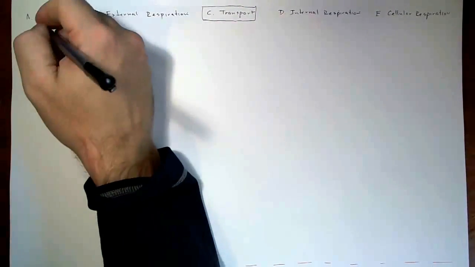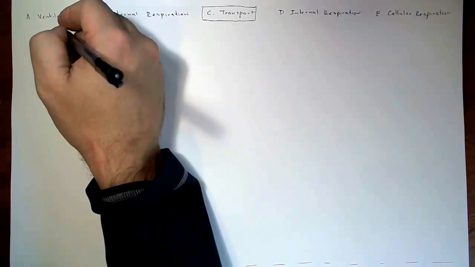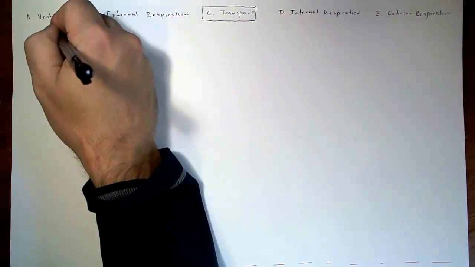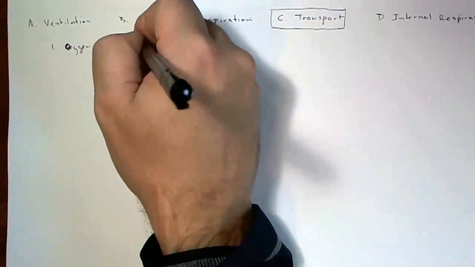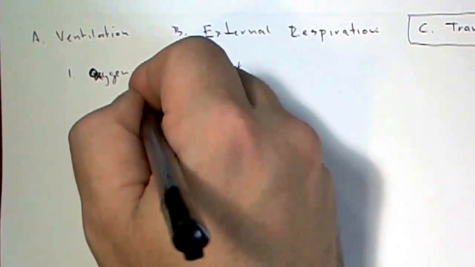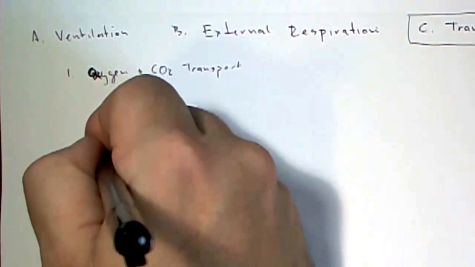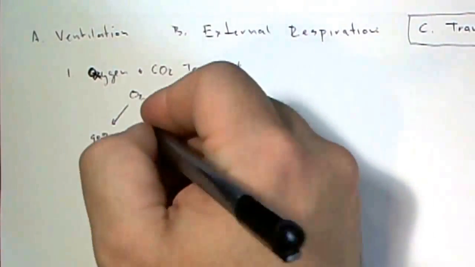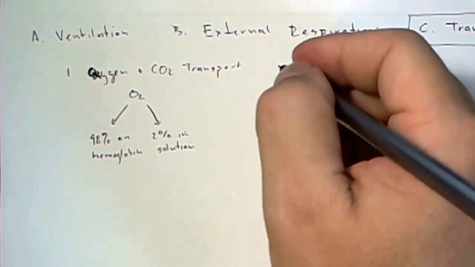The first thing is just to point out, when we talked about Henry's law, we talked about how CO2 is more soluble than oxygen. So let's just talk about how oxygen is transported. Oxygen and CO2 transport. Mainly the way oxygen is transported is almost exclusively on hemoglobin, 98% on hemoglobin. And depending on your source, 1 to 2%, but obviously we're going with 2% in solution. So just dissolved directly into the plasma.